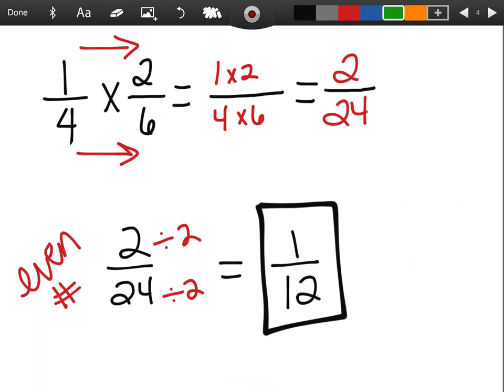Okay, that is it. You guys take care. Make sure that when you are doing this, that again, you are showing all your steps. You are multiplying. You are reducing as well.